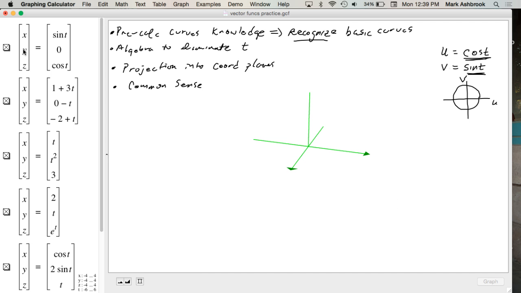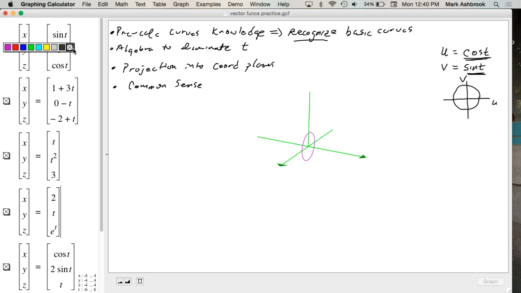Okay, so this first one. What does y equals 0 mean? It's going to live in the xz plane. So you're going to get a circle of x and z living in the xz plane because x and z are sine and cosine, and y is 0. So there's no math to do here. If you see cosine and sine, boom, circle or ellipse. Okay, what about the next one?